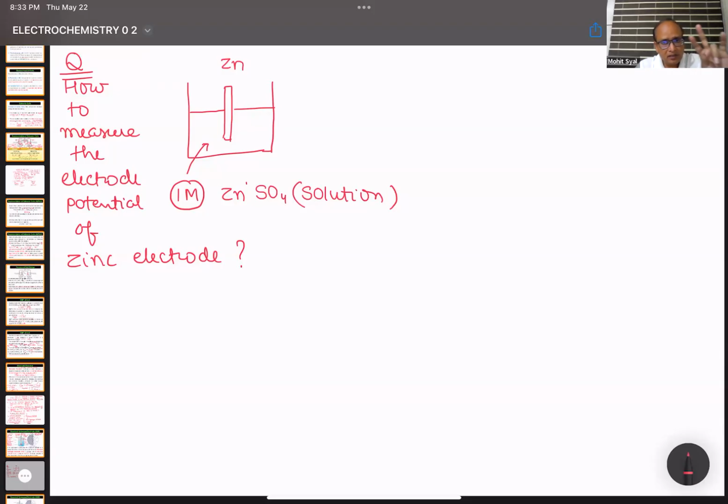Yeah, but a voltmeter measures when there is a flow of current. If there is no flow of current, I have just given you one single electrode. So you need to connect it to someone else to let the current flow, and you can measure the potential difference with the help of a voltmeter. Is it clear? But what is that something else by which I need to connect this? What is that other electrode?